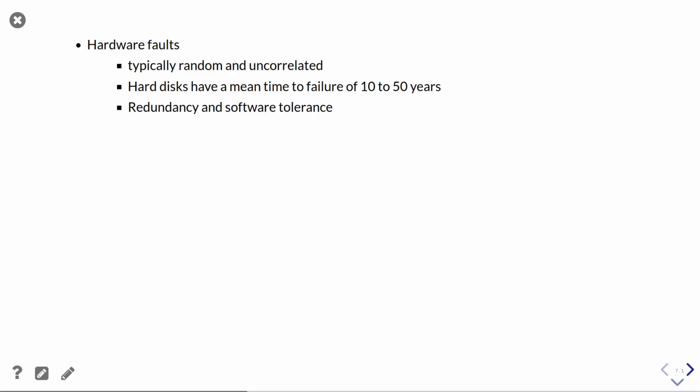So how do you avoid or become tolerant to hardware faults? A reliable system should use redundancy to be fault tolerant, and also use software that can withstand the failure of a single machine or a single hard drive. So that's how you combat hardware faults.